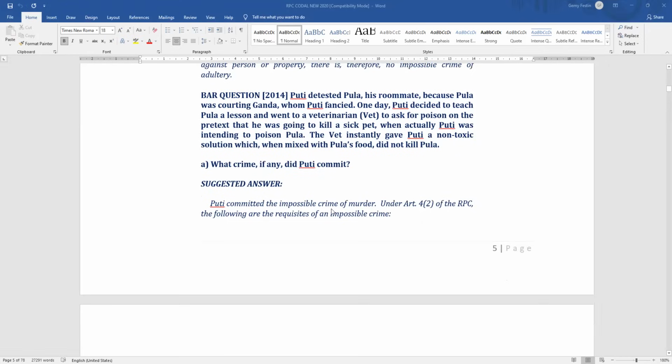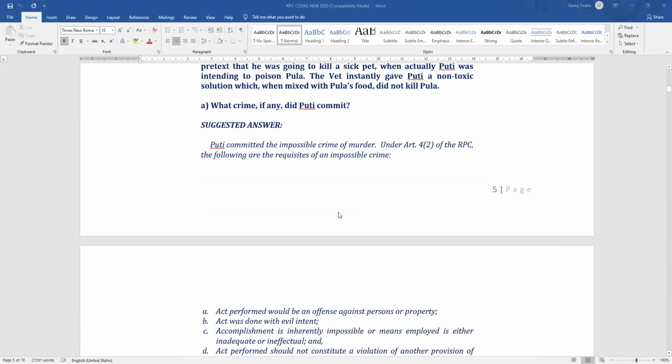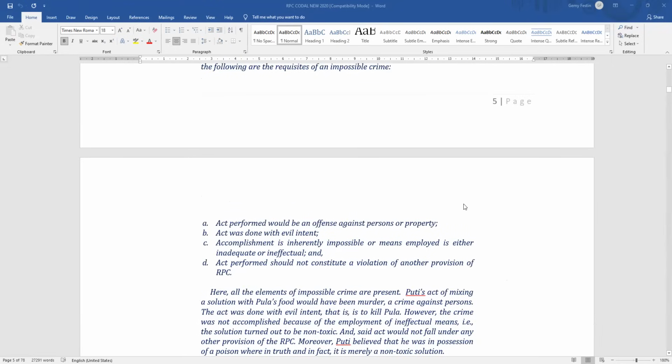So, he committed impossible crime of murder. Okay? So, yon. Relax na naman. What crime? Puti committed the impossible crime of murder. That's the reply. Legal basis, Article 4, Paragraph 2, and then it provides for the requisites. We discussed this one-on-one. No?